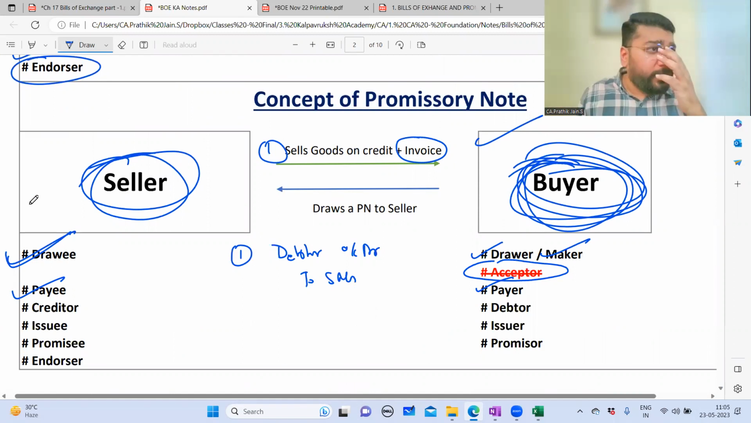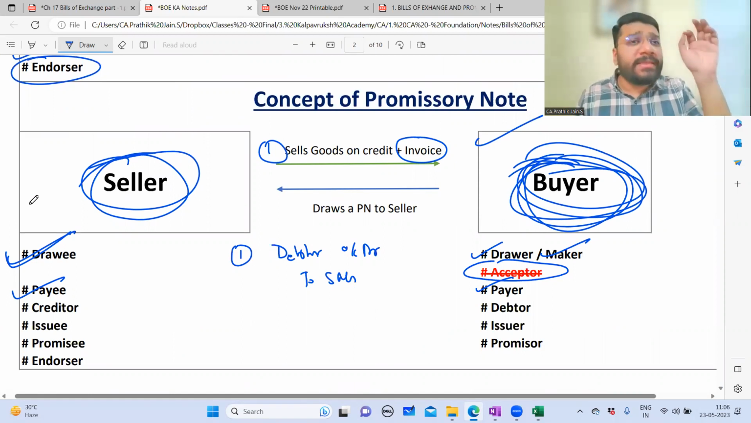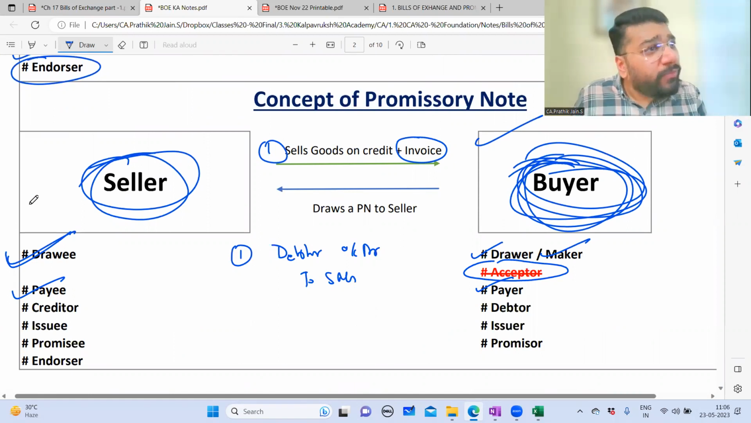So you might get a true and false question. In case of promissory note, acceptance is compulsory. True or false? False. In case of promissory note, since the customer is himself preparing the document, the acceptance is not required. Like that, you have to give an explanation also.